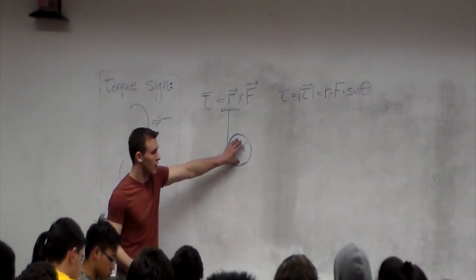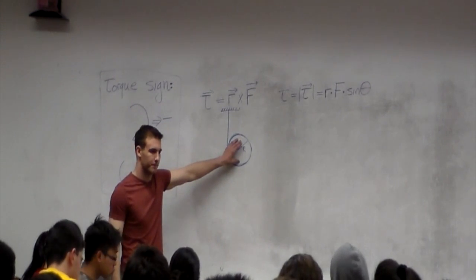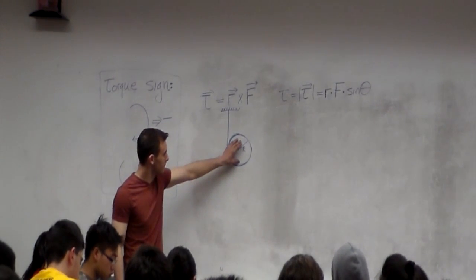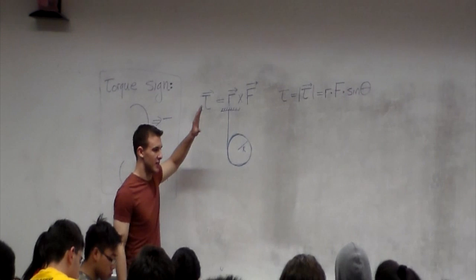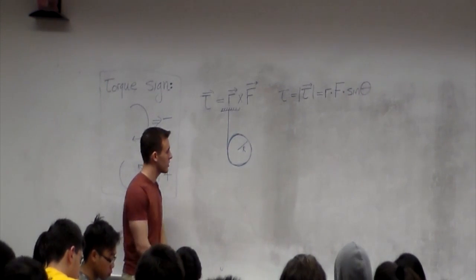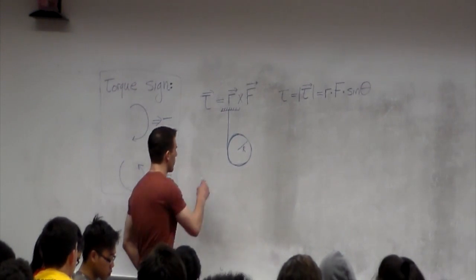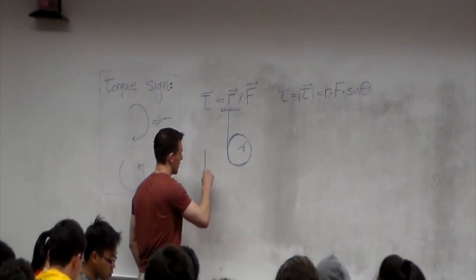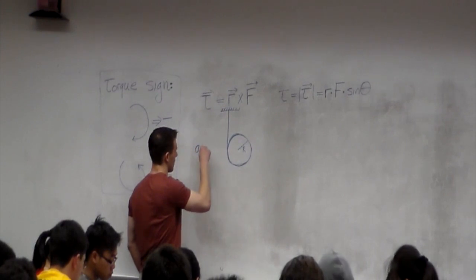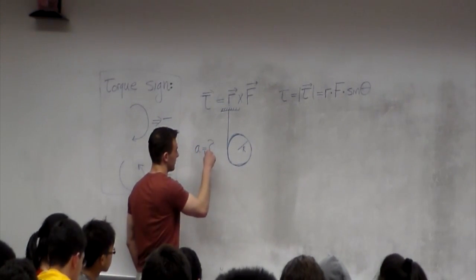So I start off just holding this disk here. Okay. And then I let go. I release it and it starts to fall. So my question is, how fast will it fall? So with what acceleration will it move?